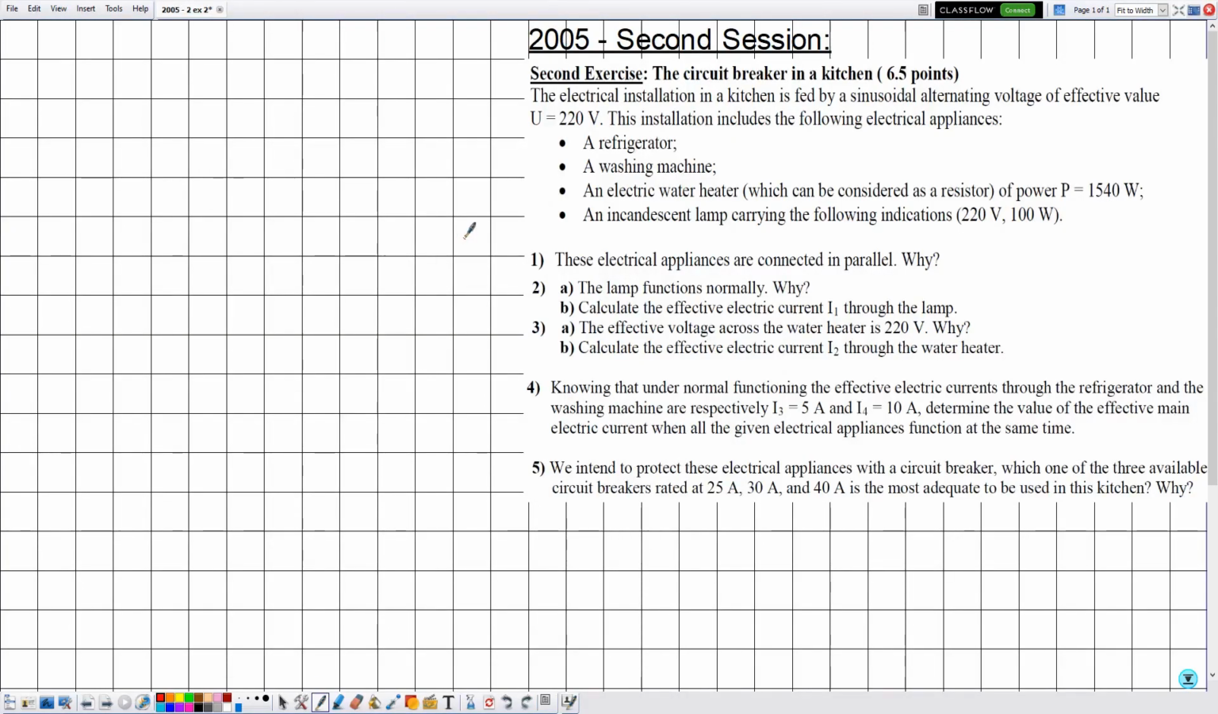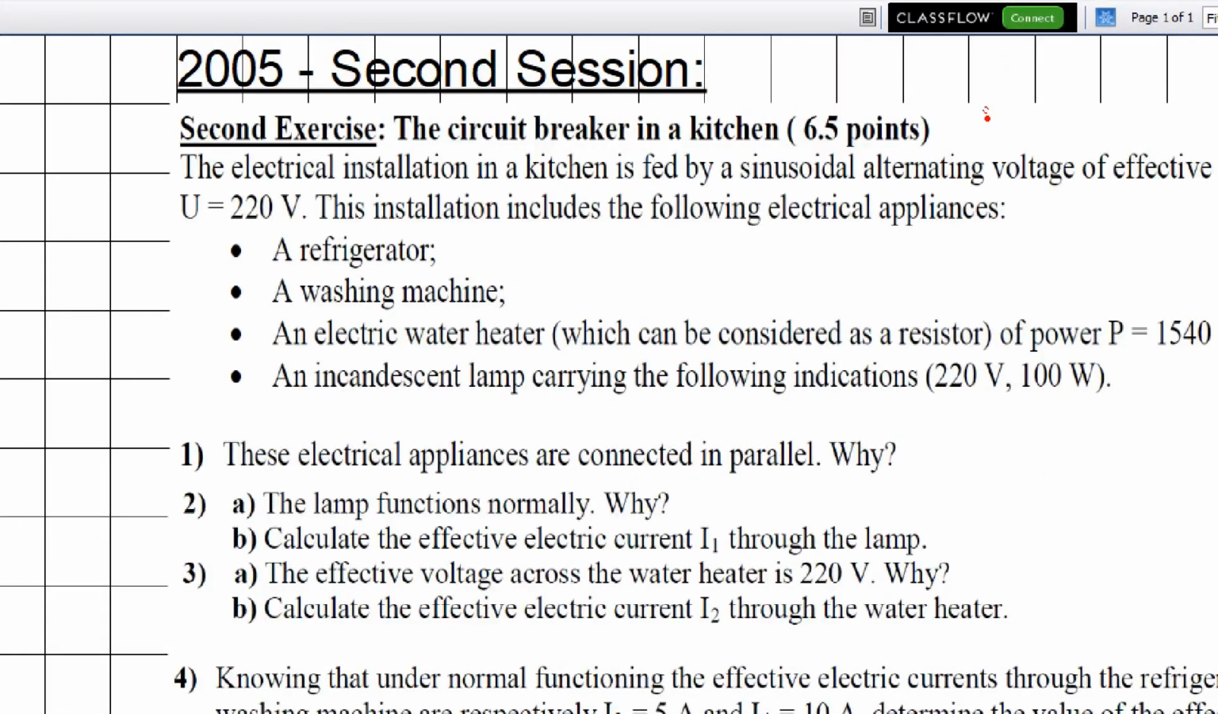Okay, hello everyone. In a new video, we are going to solve an exercise related to electricity in the chapters of resistors, electric power and energy, AC voltage, and the voltage of the mains. This exercise was in the Brevet exams in 2005, second session, second exercise. The title of this exercise is Circuit Breaker in a Kitchen.